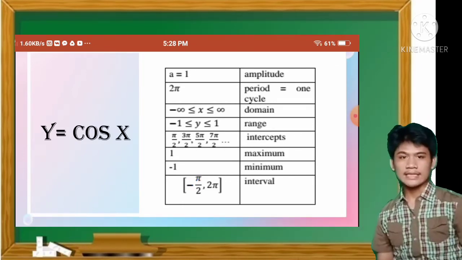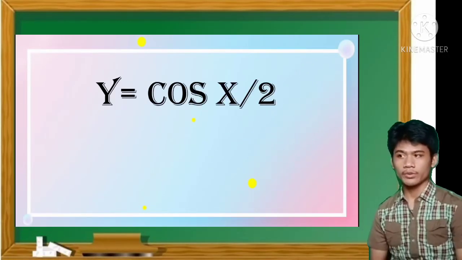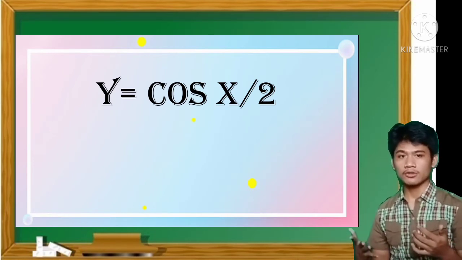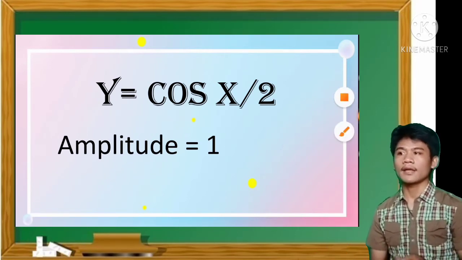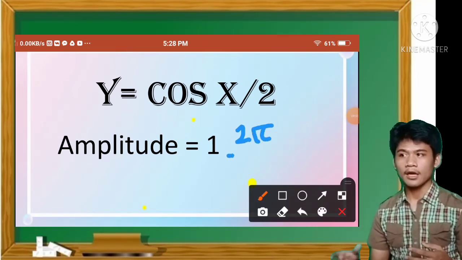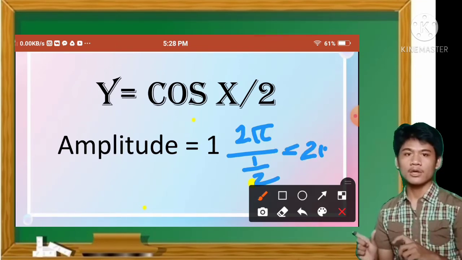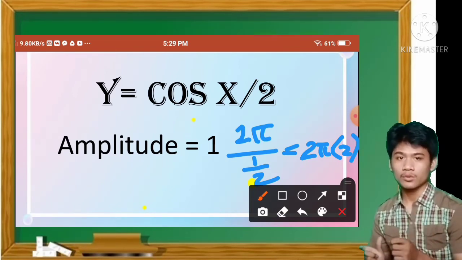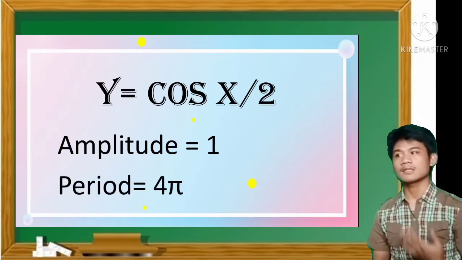So another example is y is equal to cos x over 2. From the given function, our amplitude is automatically 1, since the a is an imaginary 1. Then our period is simply 2 pi over 1 half, or 1 half as our b. The reciprocal of 1 half is 2, so 2 pi multiplied by 2, we have 4 pi as our period in this given function.